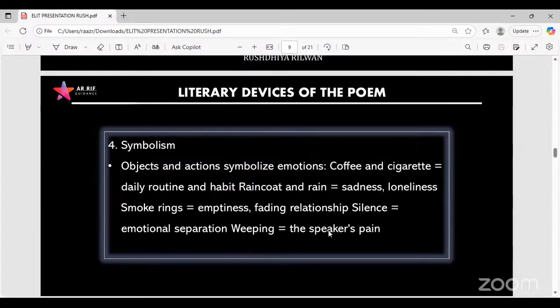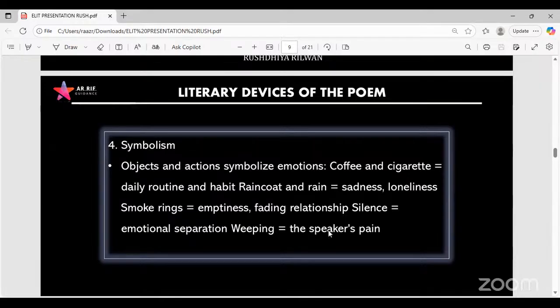Okay, the symbolism, guys. Another one, there is symbolism. Objects and actions symbolize emotions: coffee and cigarette, daily routine and habit; raincoat and rain, sadness and loneliness; smoke rings, emptiness and fading relationship; silence, emotional separation; weeping, the speaker's pain.